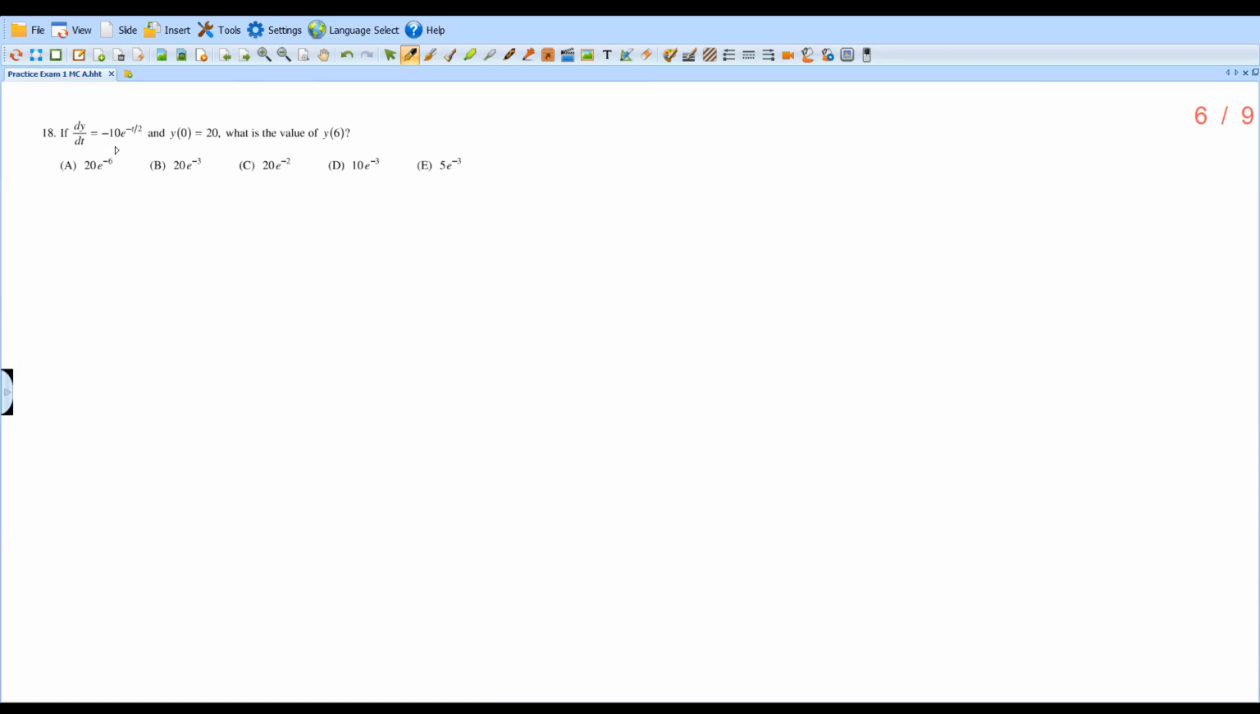dy/dt is equal to negative 10e to the negative t halves, and y of 0 is 20. What is the value of y of 6? So one way that we can do this problem is to do an indefinite integral.